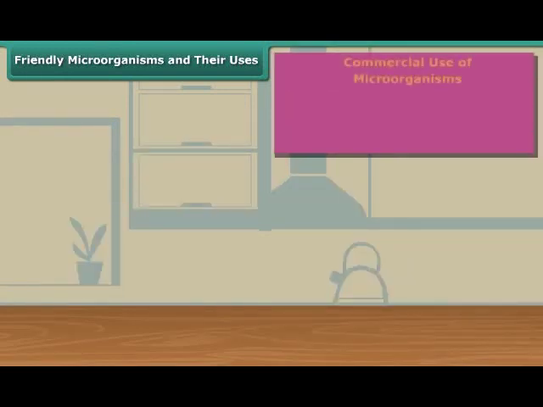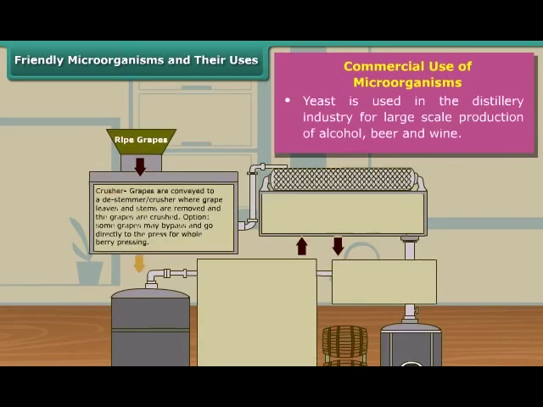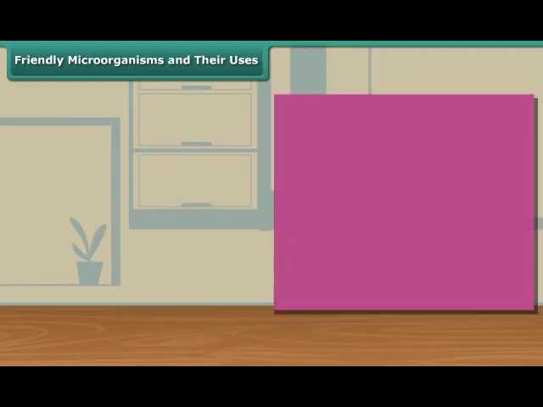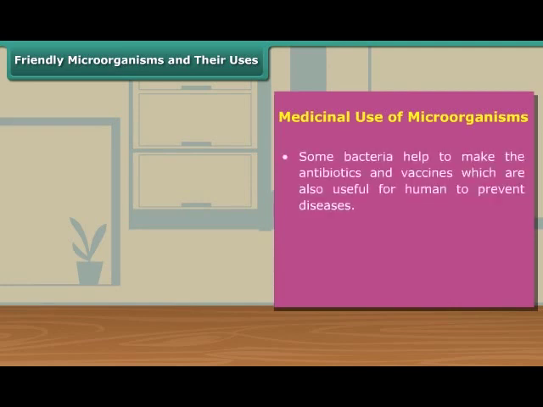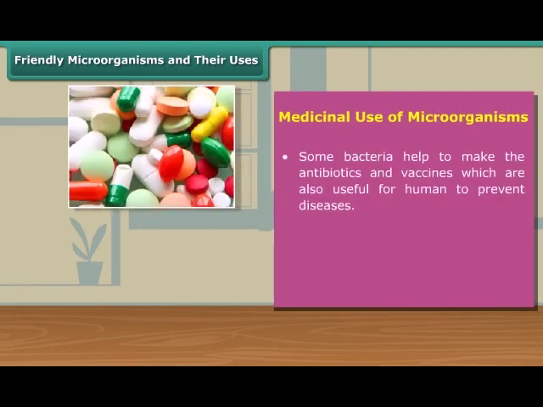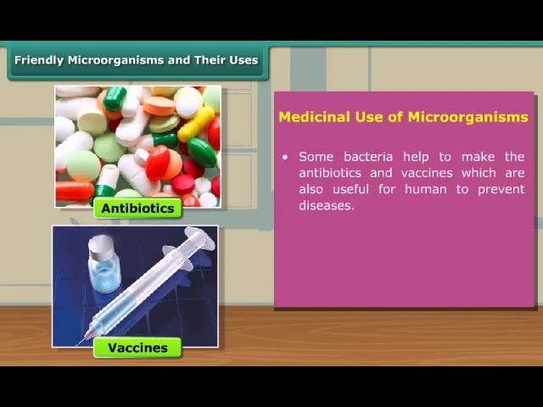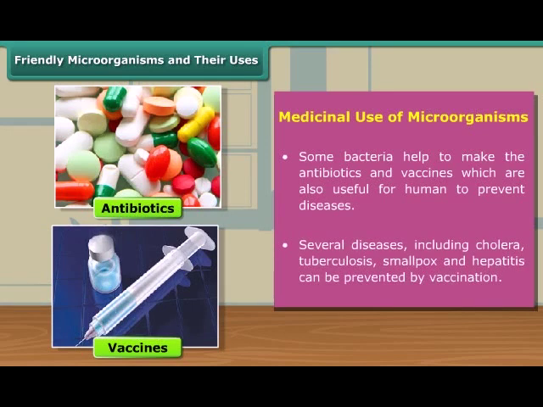Microorganisms are also useful in commercial and medicinal fields. For instance, yeast is used in the distillery industry for large-scale production of alcohol, beer, and wine. Some other bacteria are helpful in production of antibiotics and vaccines. Vaccination is helpful in several diseases including cholera, tuberculosis, smallpox, and hepatitis.